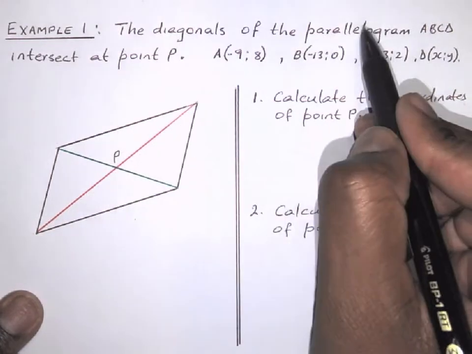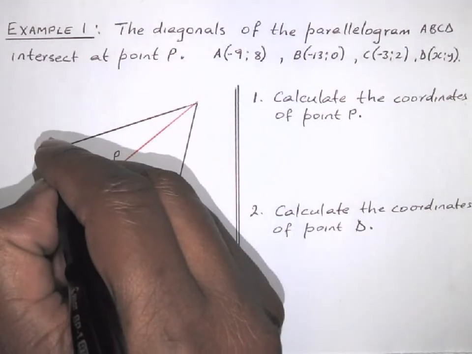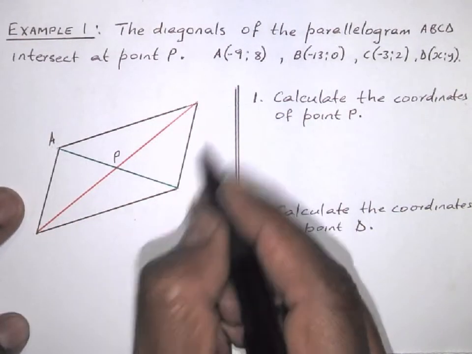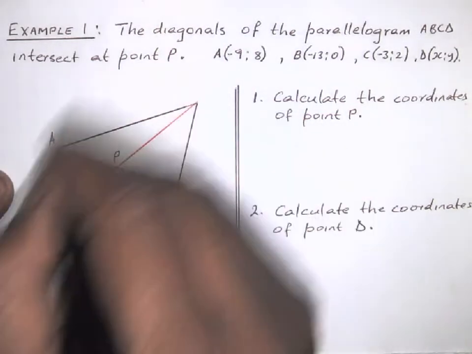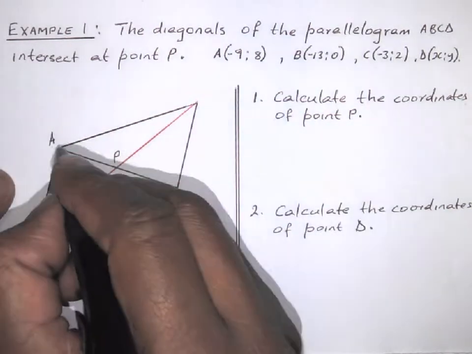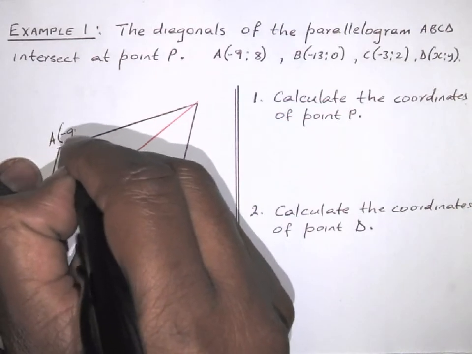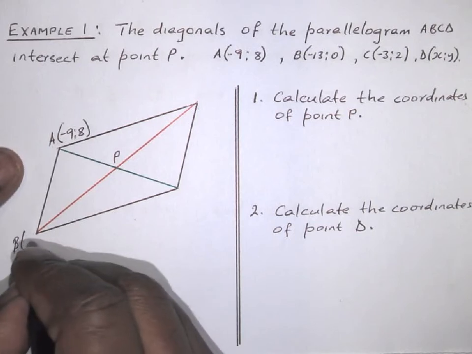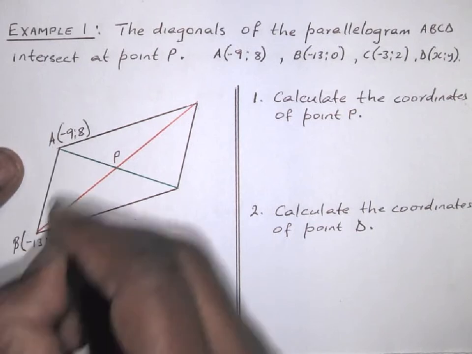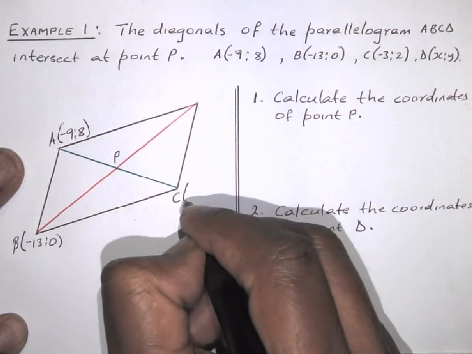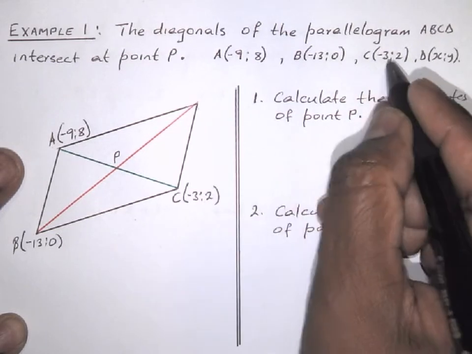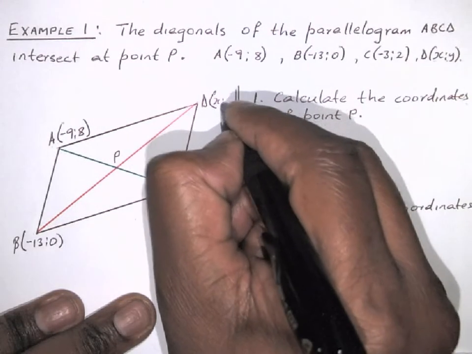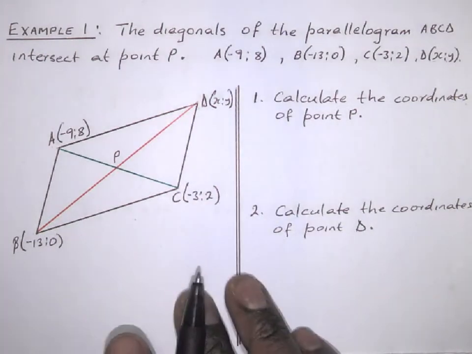They said this is a parallelogram ABCD, so I can put point A there. It doesn't matter because these things are not drawn to scale. As long as it's clockwise or anti-clockwise, you finish the circle. So point A is given as (-9; 8), and point B, if I put it over here, is (-13; 0). Going anti-clockwise in this case, C is (-3; 2), and the coordinates of D are (x; y). Okay, so this diagram is drawn.